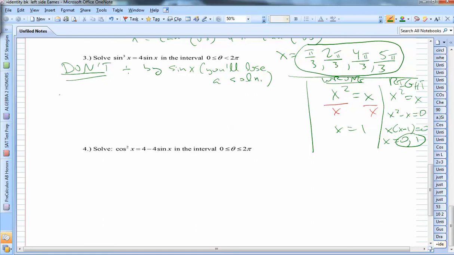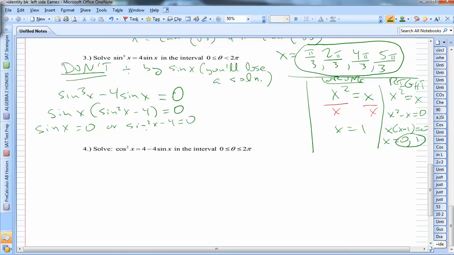Instead, what I would do is subtract sine x. Or sorry, subtract for sine x in this case. Then you factor. So sine x equals 0, or sine squared x minus 4 equals 0.